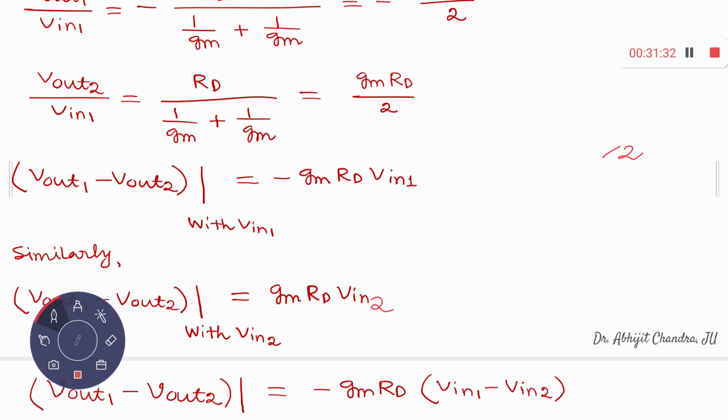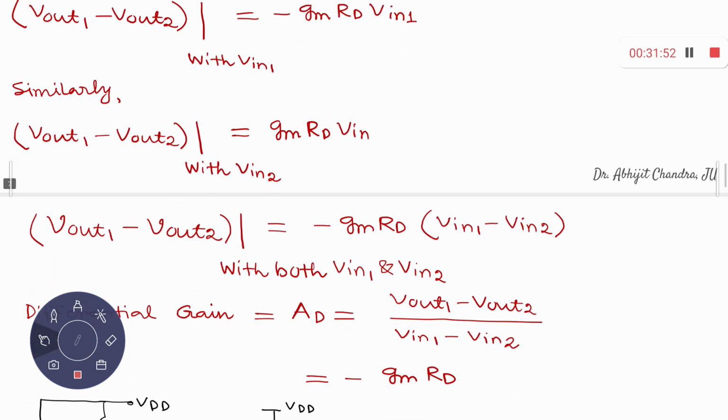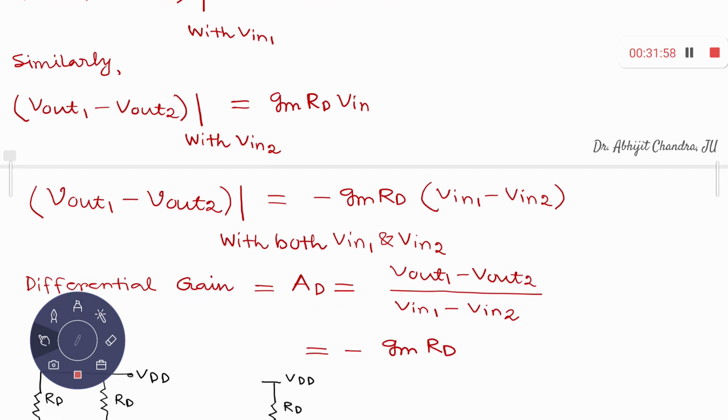So we have done this calculation with V in 1 acting alone. And by virtue of symmetry, we can come to the conclusion about what my output voltage should be when V in 2 is acting alone, V out 1 minus V out 2, the differential output voltage. Ultimately, when both V in 1 and V in 2 are active, what is my output voltage? V out 1 minus V out 2 is nothing but the superposition.